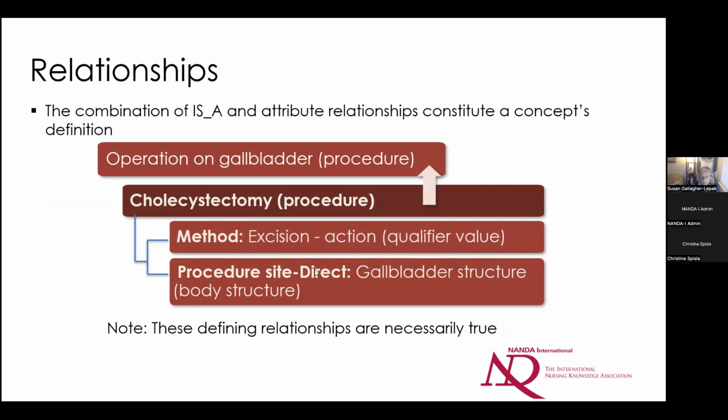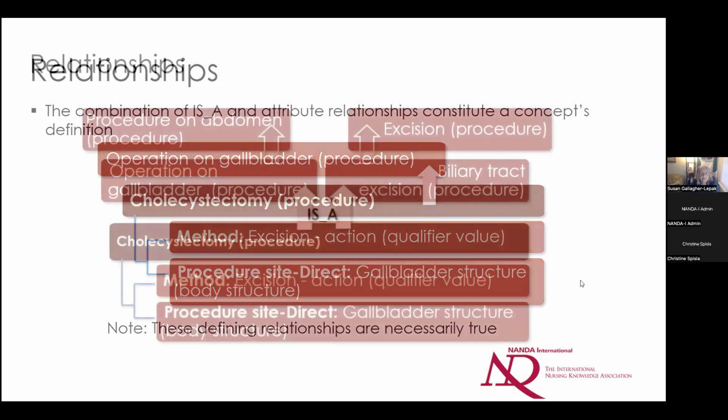And we're doing this excision on the gallbladder structure, and our cholecystectomy is an operation on the gallbladder. So looking at our ISA relationship and defining attributes, we know exactly what a cholecystectomy is, even if we hadn't heard of the term before, because it's telling us that it's an operation on the gallbladder, and you're excising that gallbladder structure. So hopefully this is all starting to make sense to you.